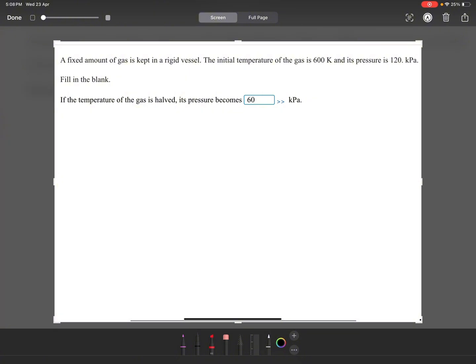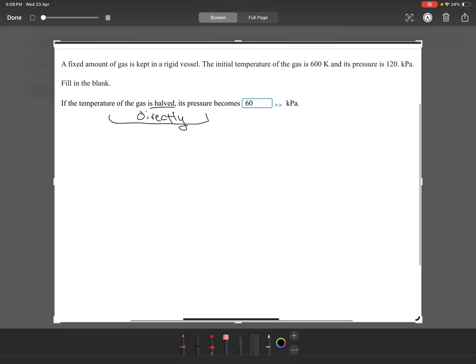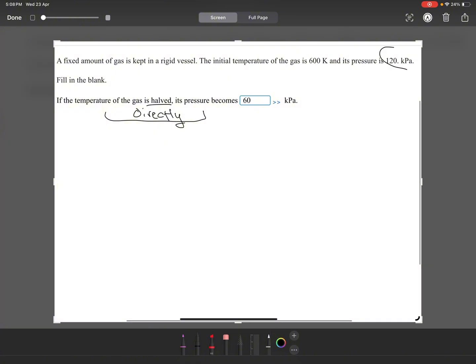So here they said the temperature of the gas is halved. What is the pressure? We know that temperature and pressure are directly proportional, right? So if the temperature is halved, the pressure is going to halve too. The pressure is 120. 120 divided by 2 is 60. That's the first way. The second way is to do the formula, which is P1 over T1 equals P2 over T2.